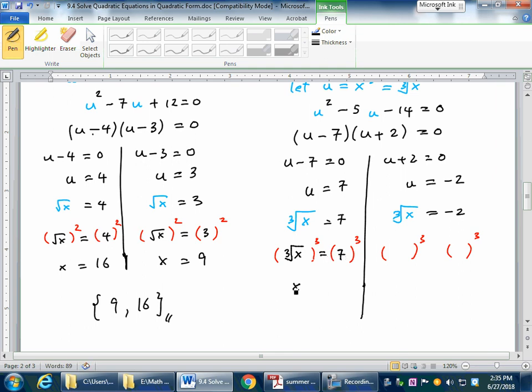So x is equal to 343. Then the next equation will be cube root of x to the 3rd power is equal to negative 2. So therefore x is equal to negative 8. So now we got our final answer, negative 8 and 343. That would be the final answer.